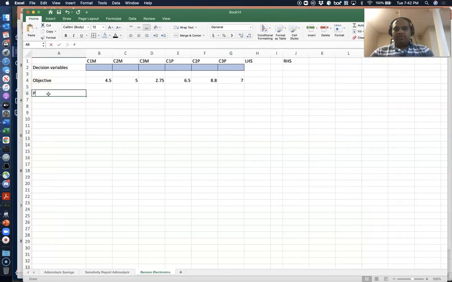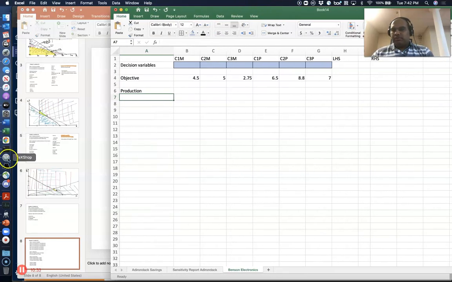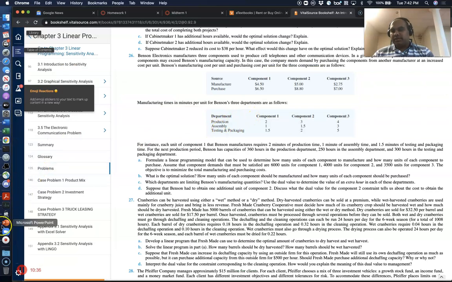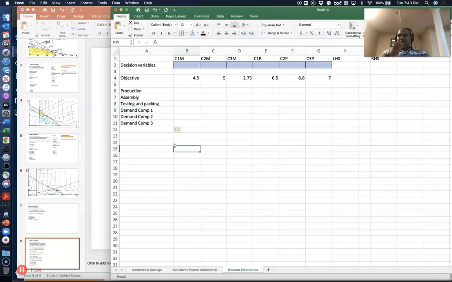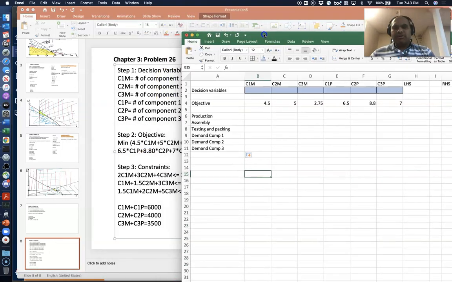So we have the production constraints, the 3 departments of production: assembly, testing, and packaging. So let's do assembly and testing and packing. Of course, we have demand for component 1, demand for component 2, and demand for component 3. So let's write the production constraints next.